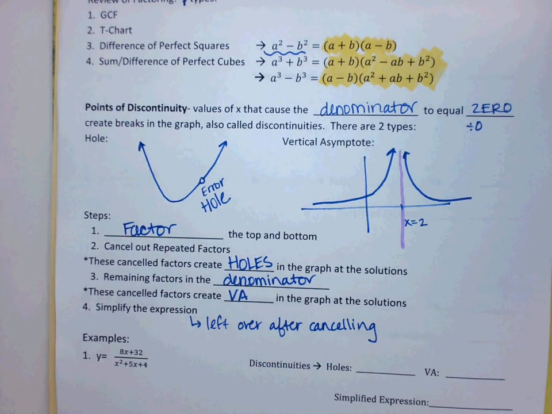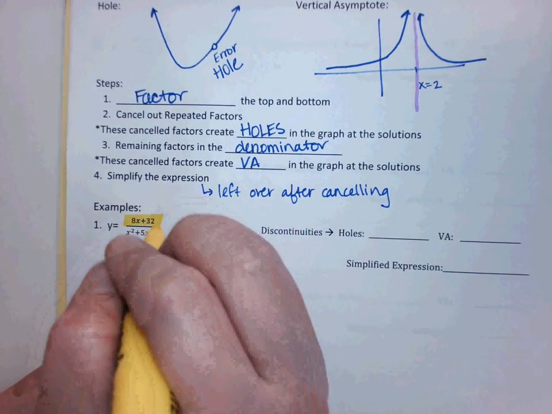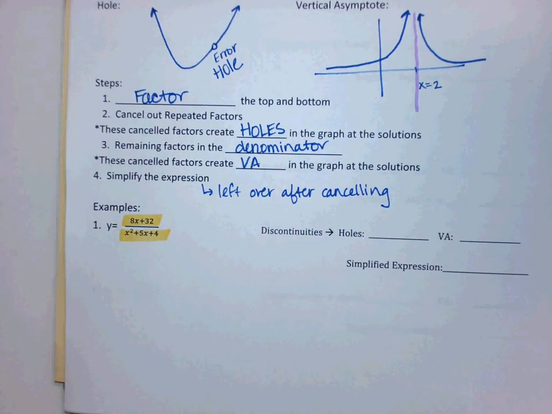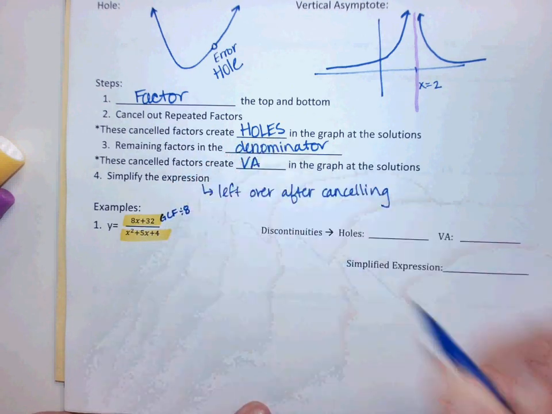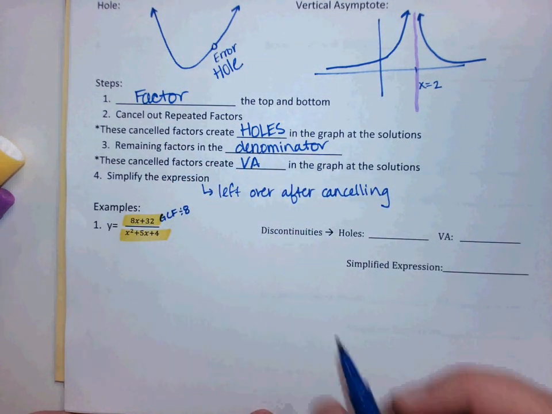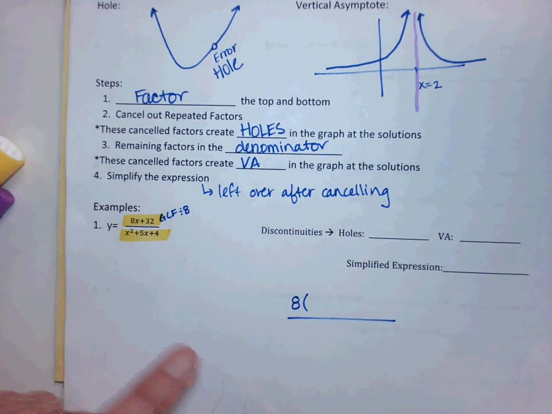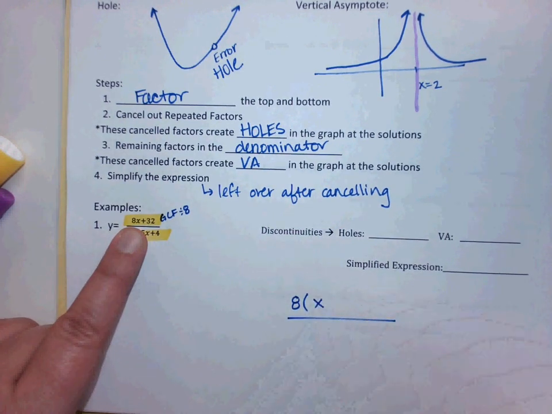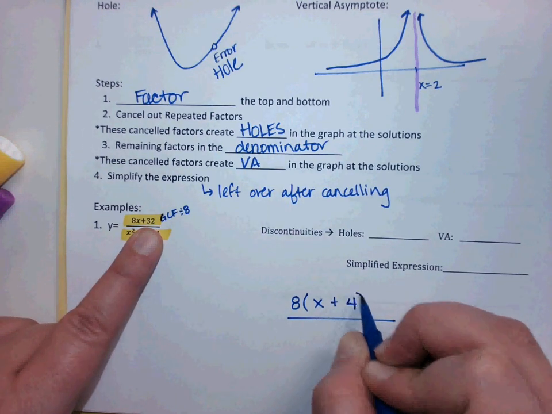Okay, so let's take a look at example 1. So first thing we need to do is factor the top and the bottom. Remember, 4 types of factoring. I got to factor this guy, I got to factor this guy. So 8x plus 32, hopefully you realize that has a GCF. I can divide both of those by 8. So I'm going to pull my 8 to the front here. Out of the 8x, just an x is left over. Then 32 divided by 8 leaves me with a 4 left over.